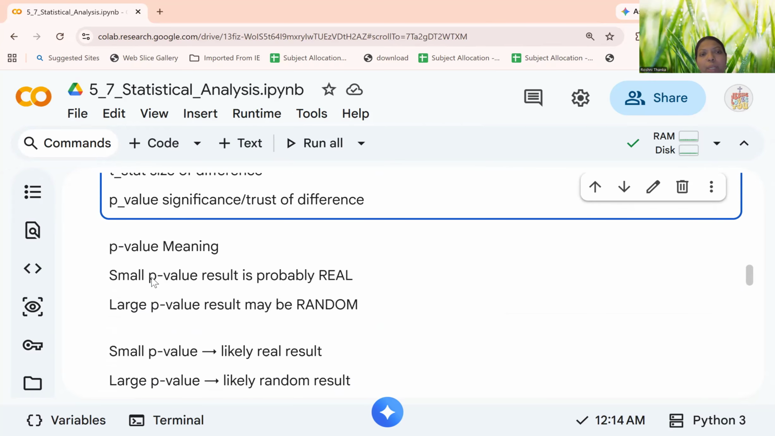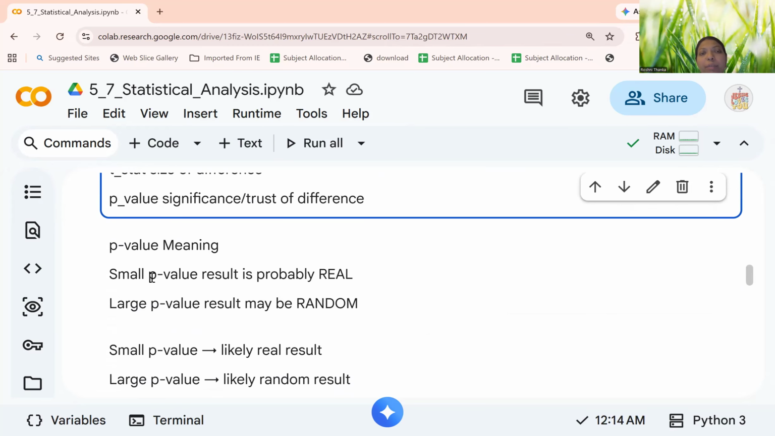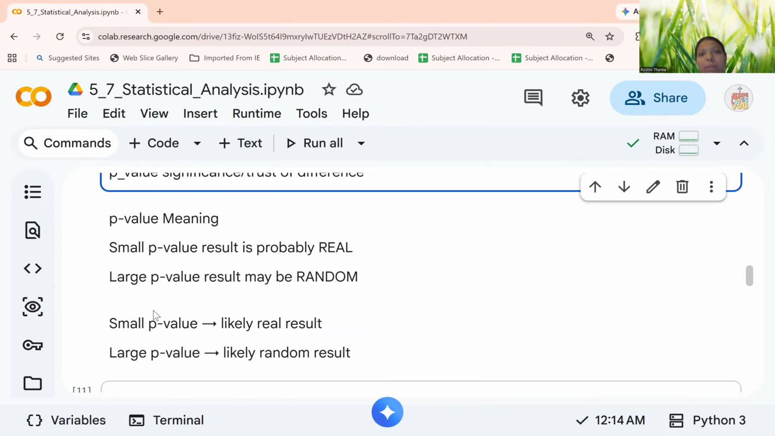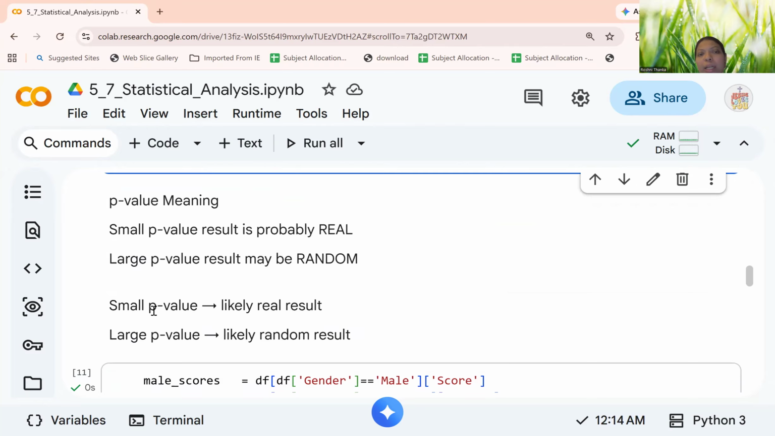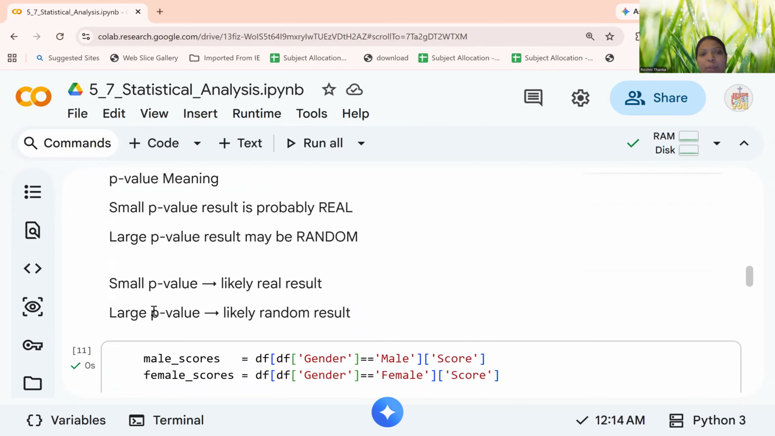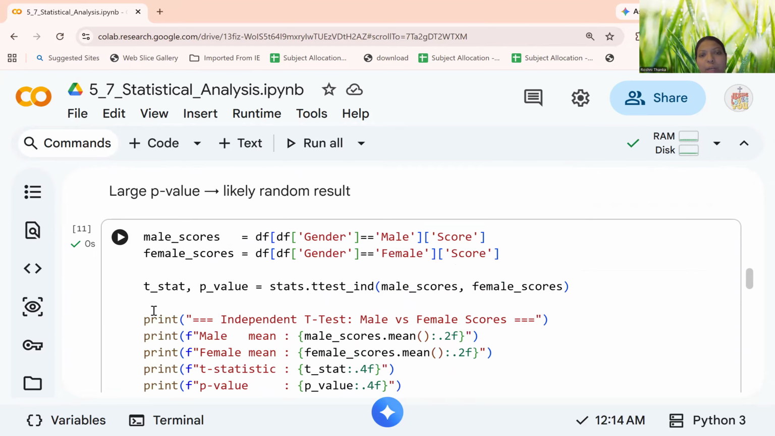A small p-value means the difference is actually a real difference. If the p-value is larger, then the difference may be because of randomness, maybe luck or something like that. So a small p-value is always likely a real difference. Okay, actually there is a difference. That's what a small p-value means. If the p-value is large, then we cannot say that the difference is actually a real one. It may be a random value. So here we are going to apply it.